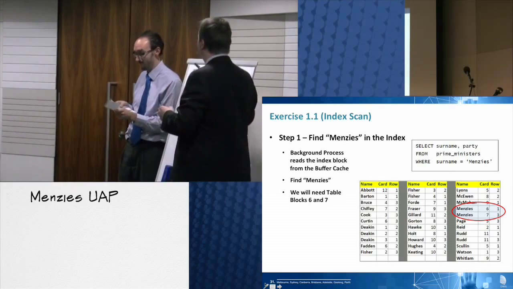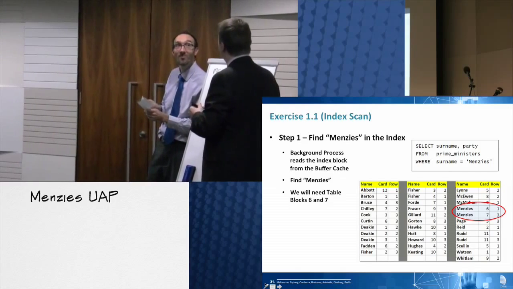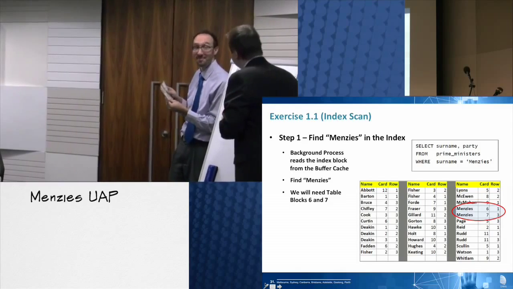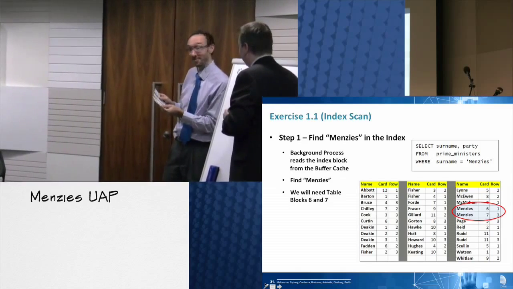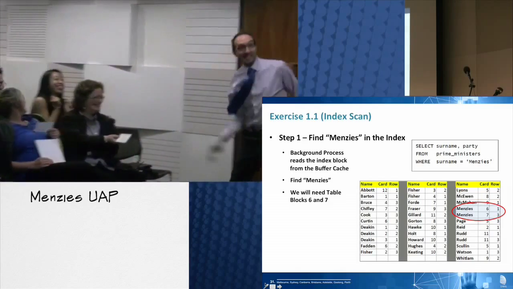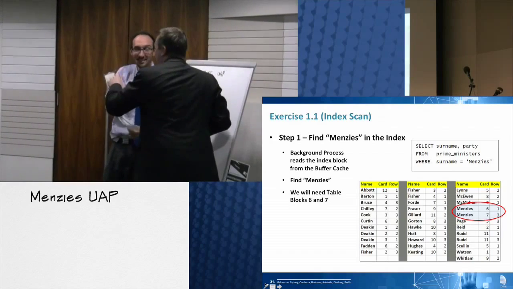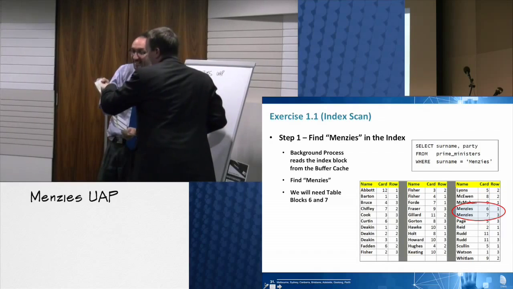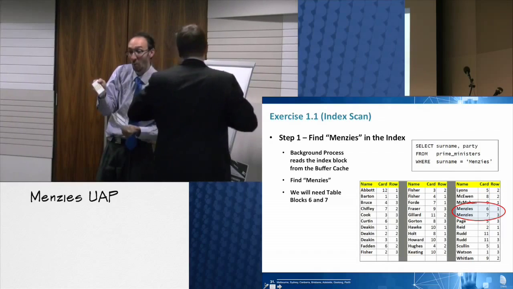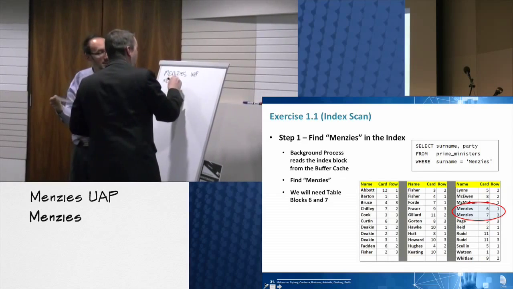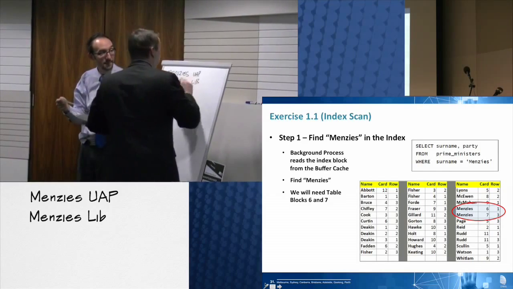I need block 7, buffer cache, please, from the table. Do you have block 7? I do not have block 7. Could you please get it from the disk for me? Okay, looking at that, I see Menzies again in row number 3. He's Liberal at that time. So I'm going to project onto my output Menzies Lib.